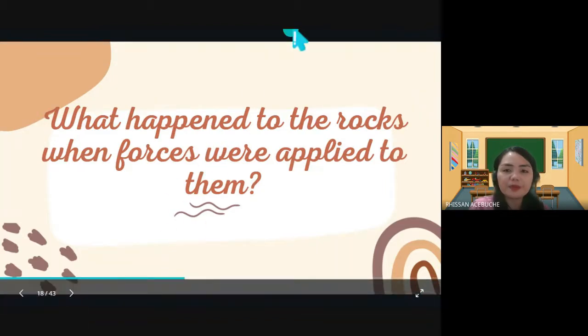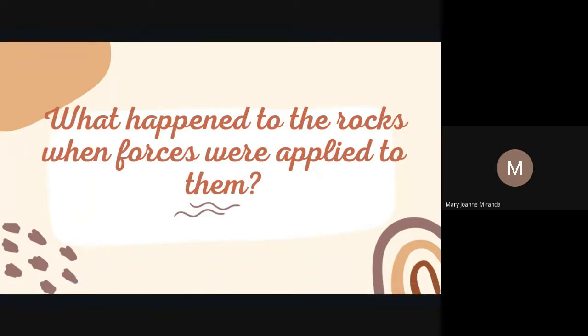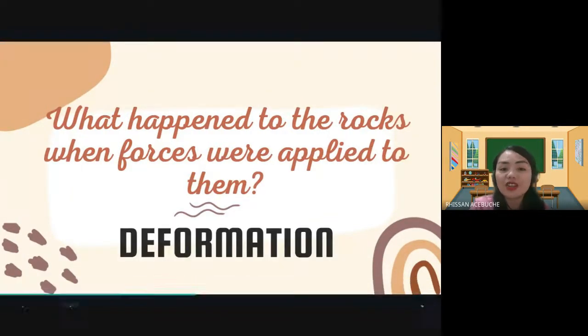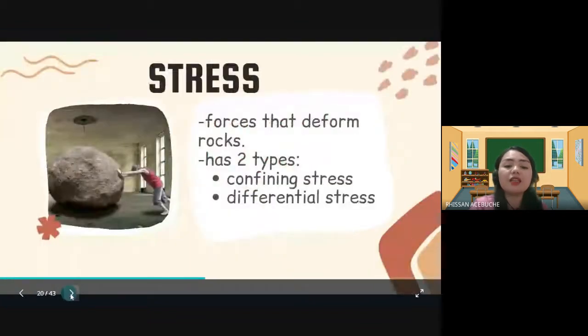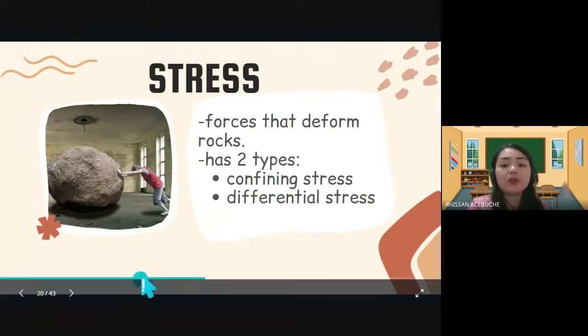The rocks change their physical structure and form some landforms. Very good. Okay, so when it changed in its form, it means that there was a deformation, right? There was a deformation. And the cause of that deformation is what we call stress. Stress refers to forces that deform rocks. It actually has two types. We have confining stress and differential stress.